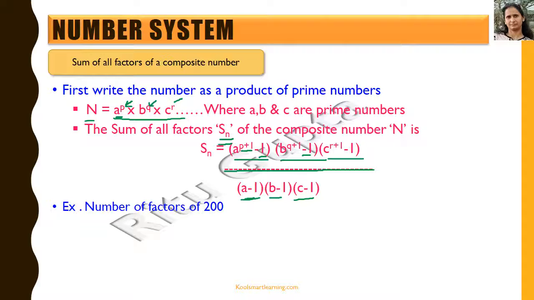Now again let's take the same example, 200. We know that 200 is represented by 2 raised to power 3 multiplied by 5 raised to power 2.